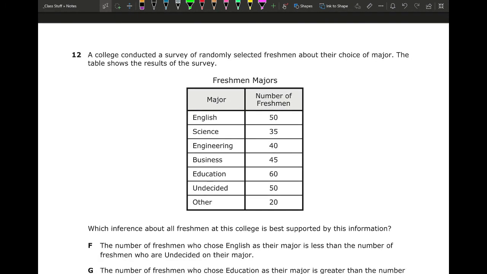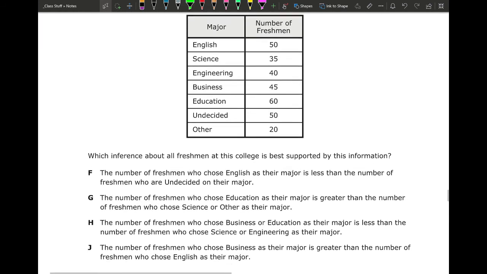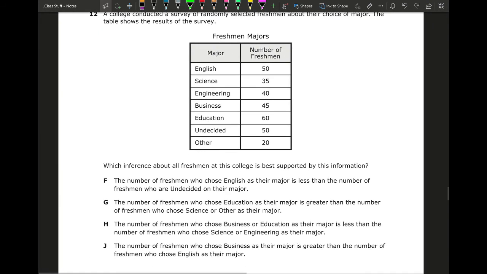Number 12. A college conducted a survey of randomly selecting freshmen about their choice of major. The table shows the results of the survey. So we have a table and we have statements. We have to work it backwards. We gotta read and see what happens. So on one column we have what major they're gonna be taking and how many students are gonna be taking that major. So for example, 35 students are gonna major in science, 40 students are gonna major in engineering, 60 in education, so forth, so on.